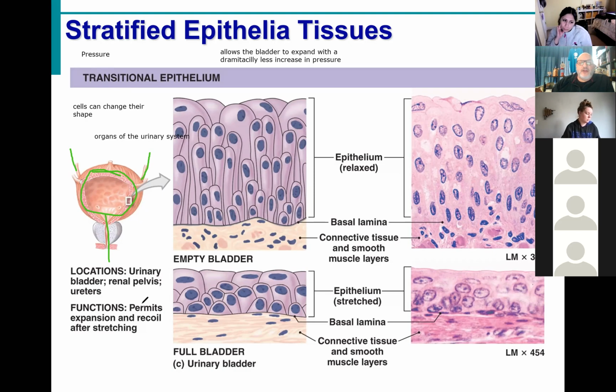I don't remember if I've told this class or not, but my brother-in-law, his senior year in high school, grew 12 inches.